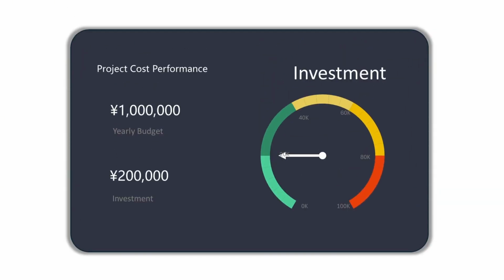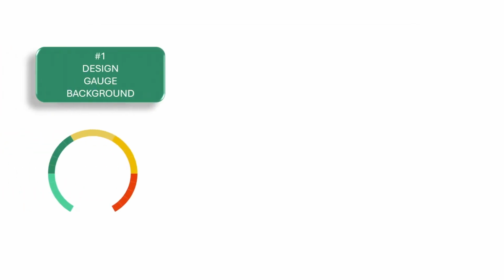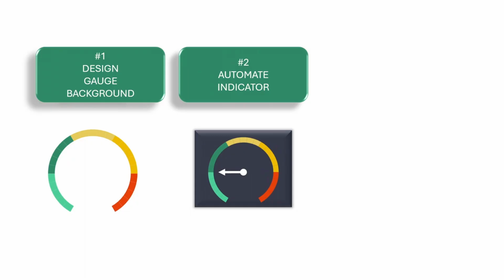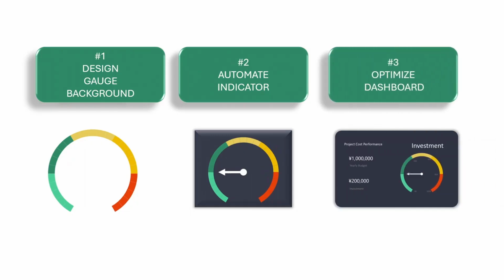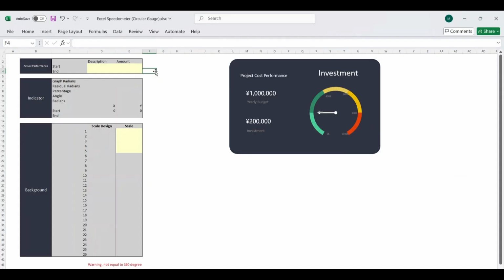Okay, first of all, let's break this task into 3 parts. First, design the gauge background. Second, automate the indicator. Third, optimize the dashboard. Let's assume we are making a speedometer to show whether the budget is under control. First, we change the description and set the total amount to 100K.